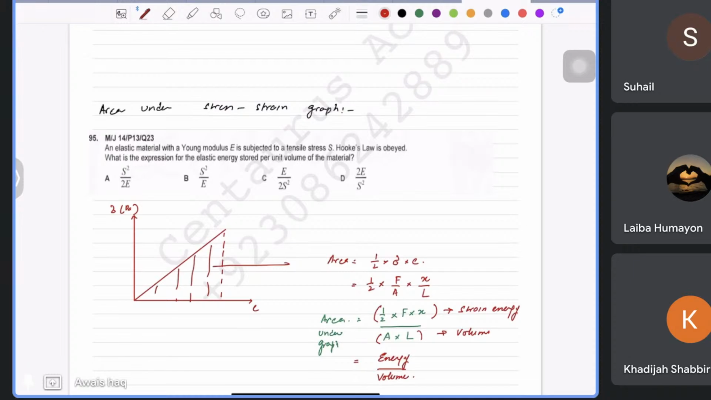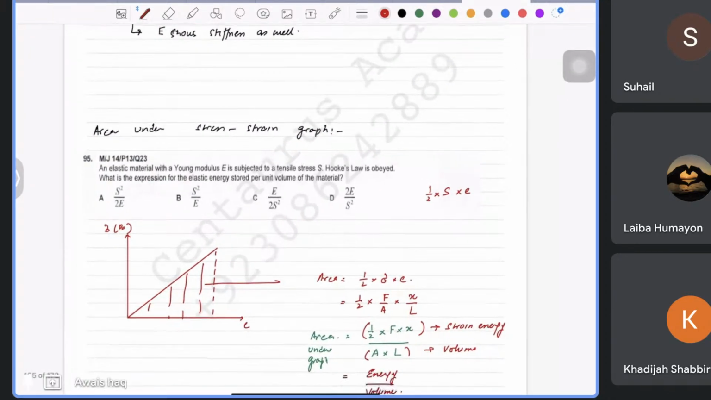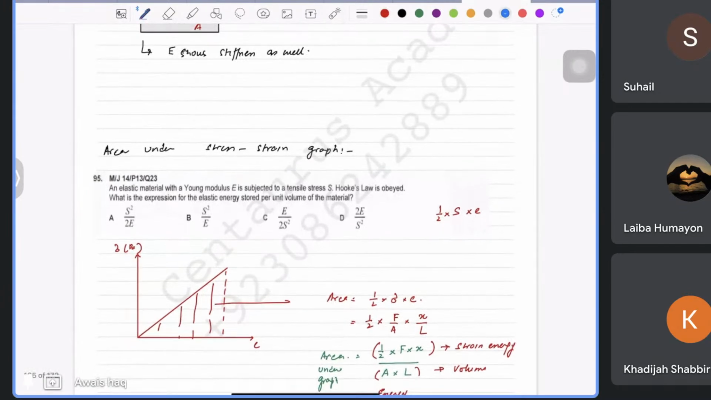Now, going back to this question, it says that you need to tell us the expression. So area under the graph would obviously be half stress into strain. Now in this question, what makes it different? If you notice, it has Young's modulus in it. So we got to somehow remove strain, and put in Young's modulus.